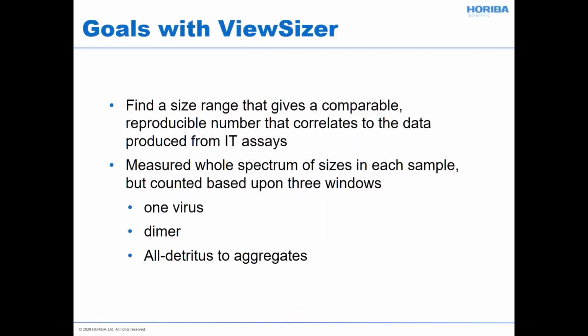So the goal with the ViewSizer is really to find a range of sizes over which we can collect data that gives a comparable, reproducible number that correlates to the infectious titer assays. We measure the whole spectrum of sizes for each sample, and then we looked at the results based on three windows. Look at one virus, just a very narrow size range; the virus and its dimer, so that's a somewhat wider size range; and everything, detritus up to virus aggregates.